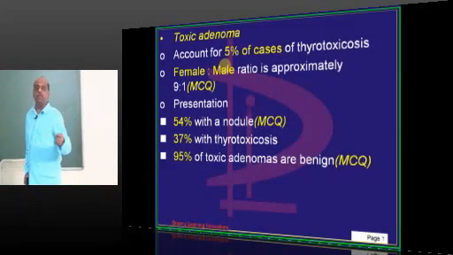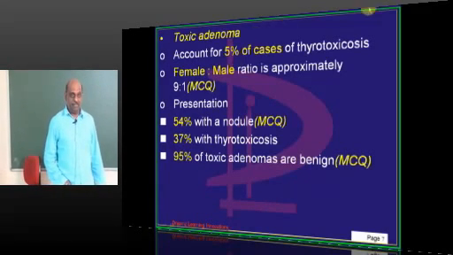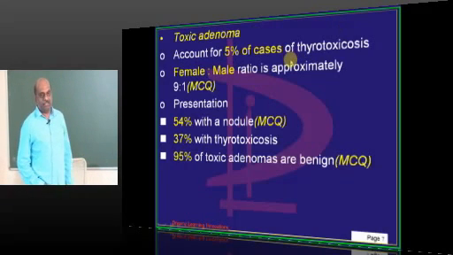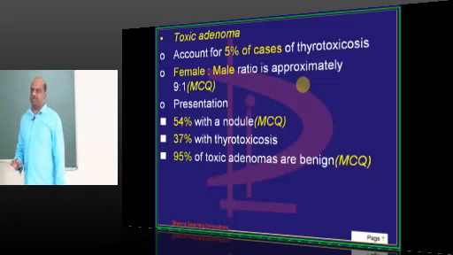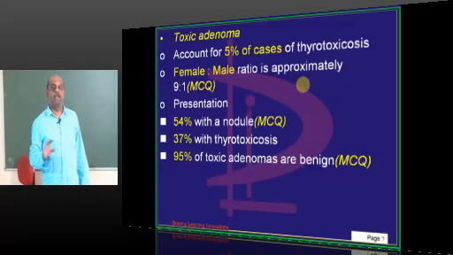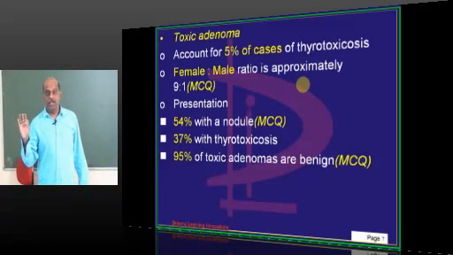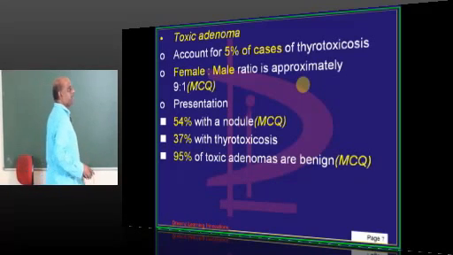Now, some of these adenomas start overproducing thyroxine. Then they are called toxic adenomas. If you take any given case of thyrotoxicosis, doctor, what is the most common cause of thyrotoxicosis? Graves. But 5% of thyrotoxicosis is because of a toxic adenoma, which is not Graves' disease, is what you have to basically appreciate.